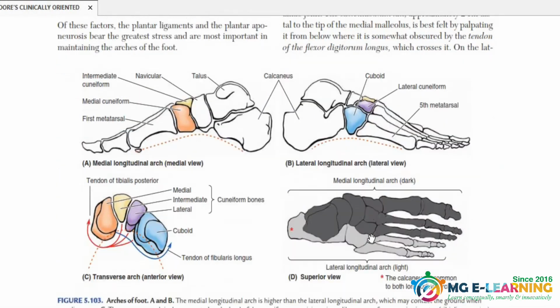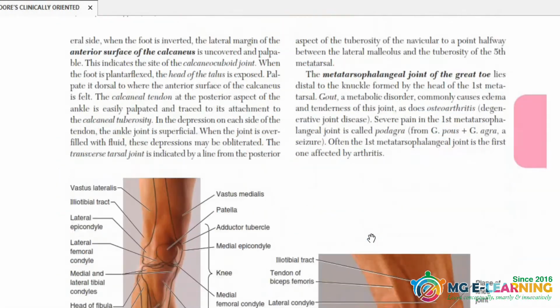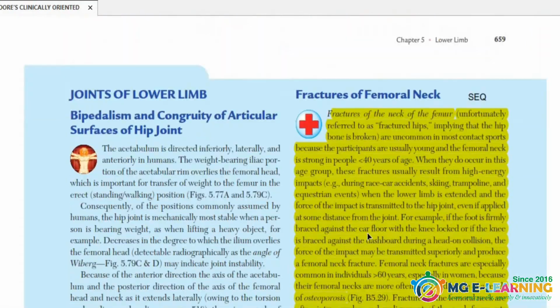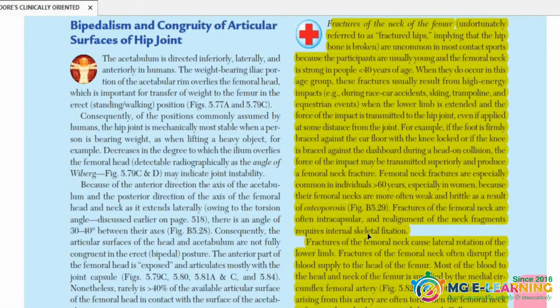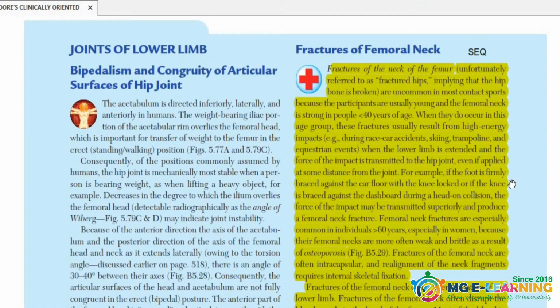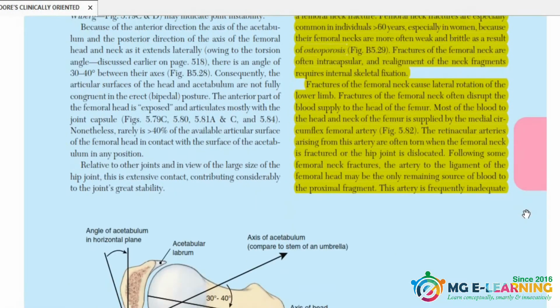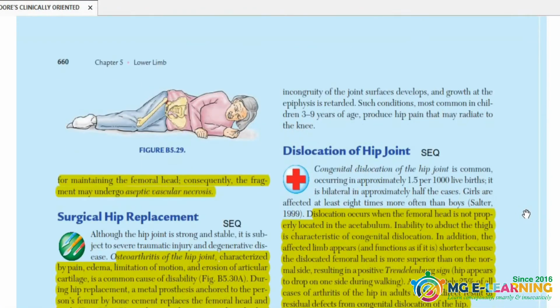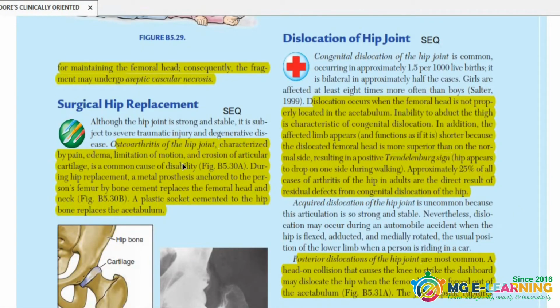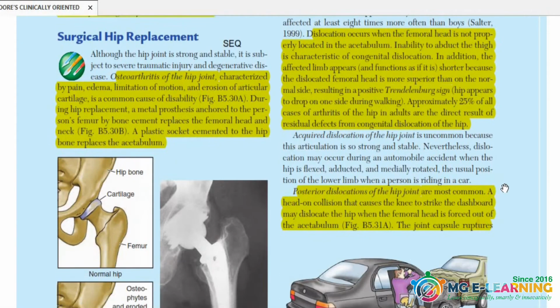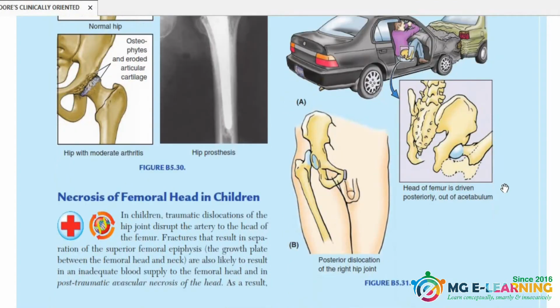Our chapter is almost at an end. Next we move on to the clinical box. This one, fracture of the femoral neck, is important from the CQ point of view. You have to read all these yellow paragraphs. Then surgical hip replacement, it is also important from the CQ and MCQ point of view. Dislocation of the hip, here are some important highlighted points. You have to know these points.